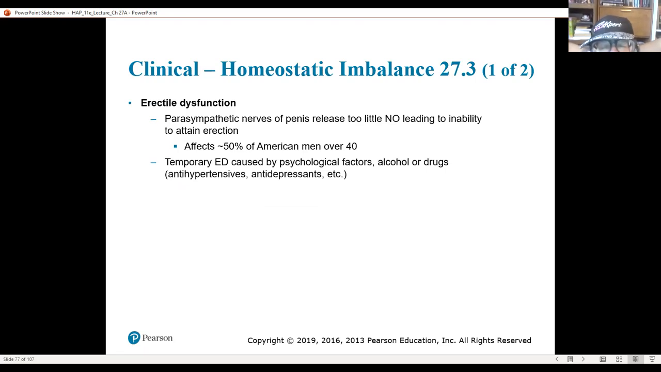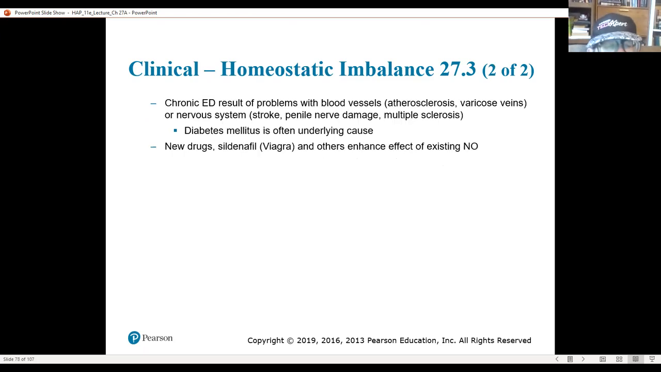Parasympathetic nerves of the penis may not be releasing enough nitric oxide, leading to difficulty in having an erection. 50% of men over age 40 have this problem. Temporary ED could be a psychological thing. It could be because you took too much alcohol, too many drugs, or antihypertensives. That makes sense if we're trying to avoid hypertension. We're lowering the blood pressure, and you need blood pressure to make the penis erect. Antidepressants can do the same thing, cause erectile dysfunction.